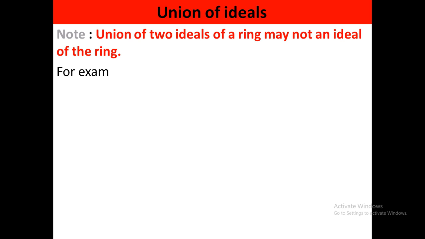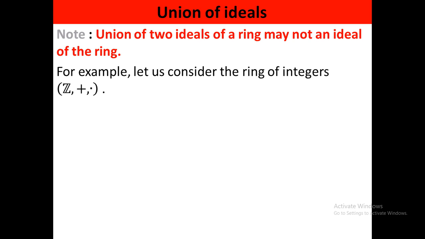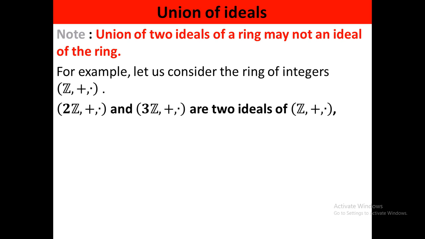Here you consider the ring Z plus dot, the ring of integers, and two ideals 2Z plus dot and 3Z plus dot, which are two ideals of Z plus dot. I actually proved it in the previous video, that means in part 1. There I proved that mZ plus dot, that means integers which are multiples of m, forms an ideal of the ring Z plus dot. Okay, here I consider those two ideals, but we will show that 2Z union 3Z is not an ideal of Z. Why? Please see that.